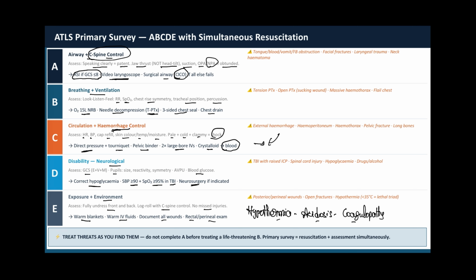instead of going for the circulation, what you need to do is come back and start again from the airway. Look at how the patient is. Look if the patient is able to speak clearly or not. Okay, so this is the thing. Once you do the intervention, you need to always reassess, and that reassessment has to again start from the A. This is the dictum of ATLS.